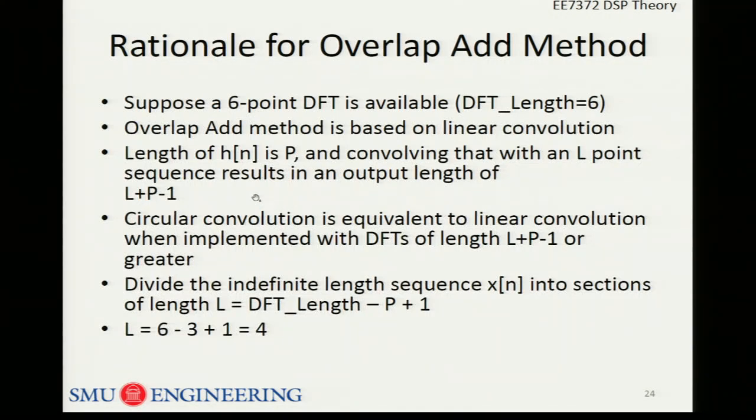And remember from our previous discussion, if the length of h of n is p, convolving that with an L-point sequence results in an output length of L plus p minus 1 if you do a linear convolution.